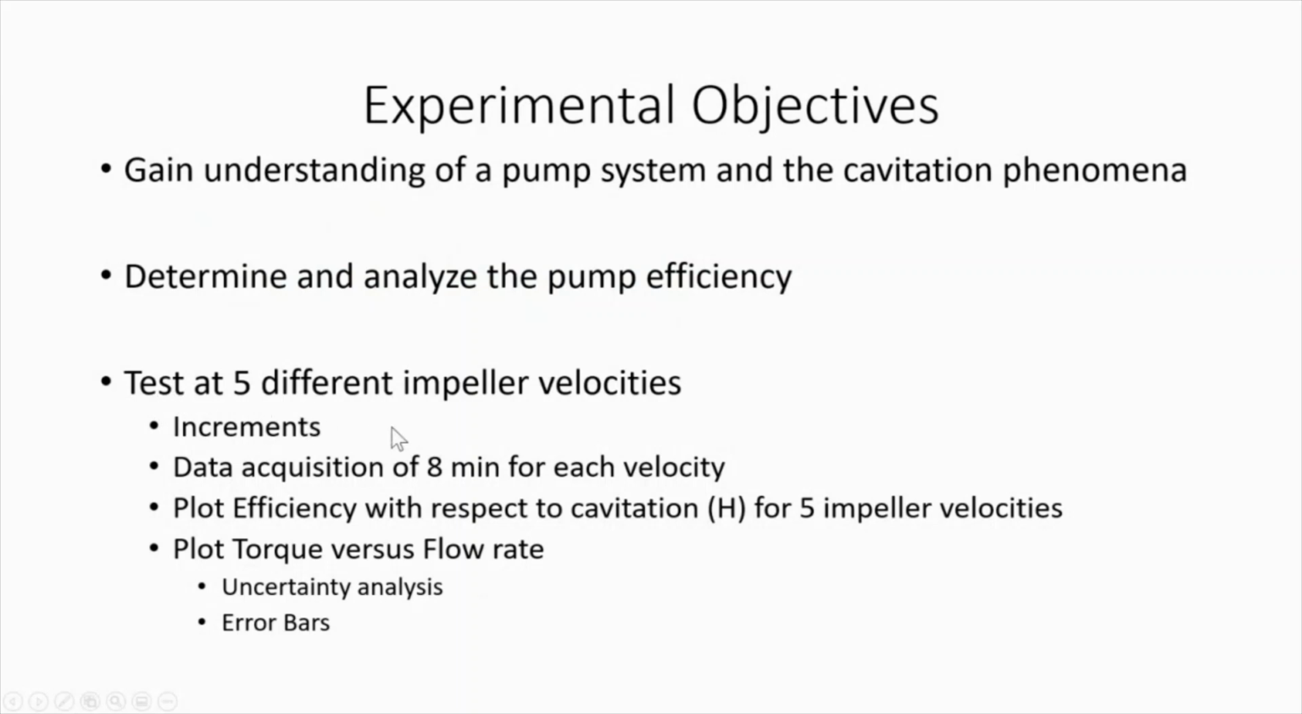Then you test it at 5 different impeller velocities. So you will have data for 5 different velocities. You plot the efficiency with respect to cavitation for the 5 impeller velocities. You plot torque versus flow rate. And so yeah, this is pretty much it. This is the graph that I'm asking from you.